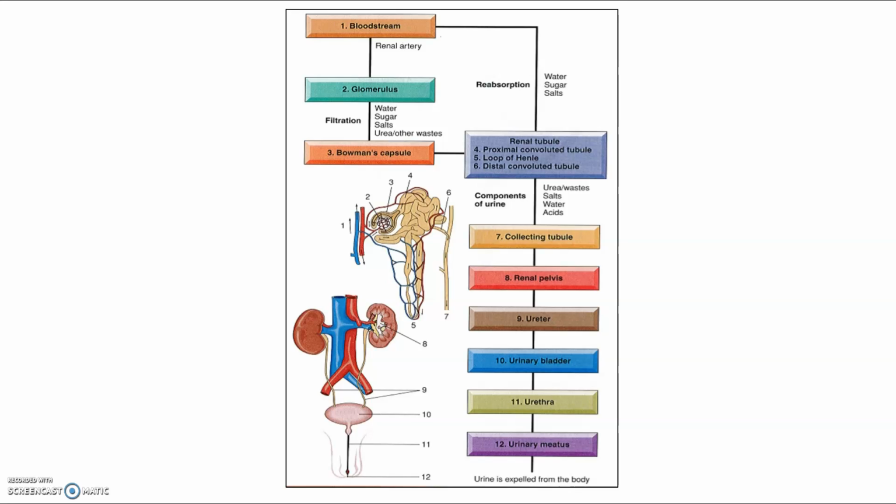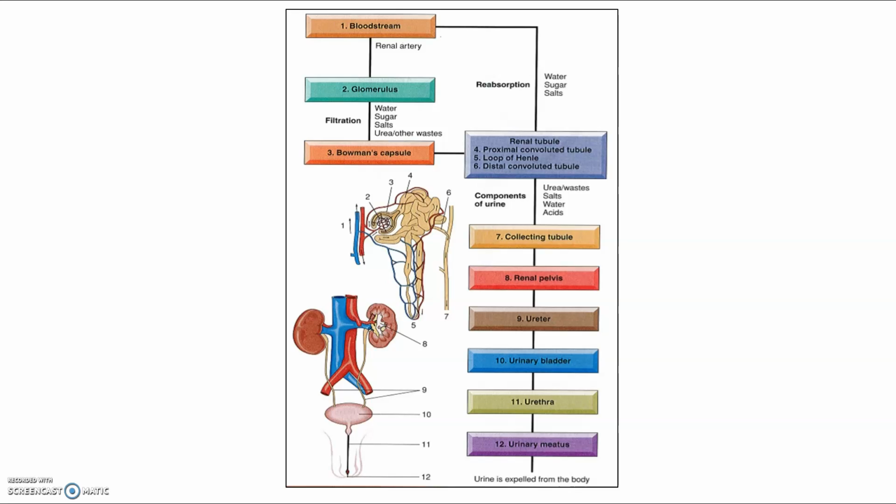The distal convoluted tubule is going to feed into the collecting tubule. The collecting tubule is then going to move that urine to the renal pelvis, which is this funnel-shaped structure that funnels that urine to the ureters. Remember the ureters, you have two, one for each kidney. That urine is going to flow from the ureters to the urinary bladder to where it is stored until it is ready to be excreted.